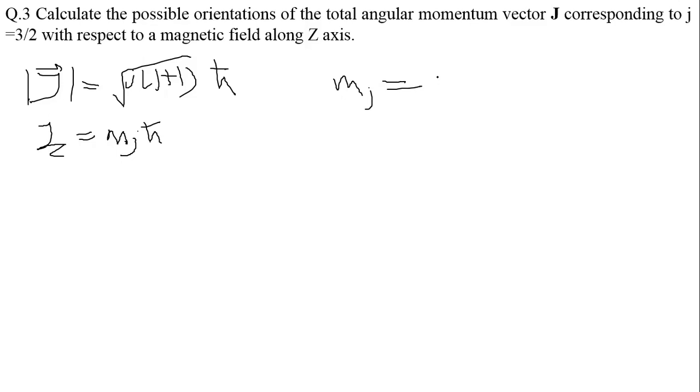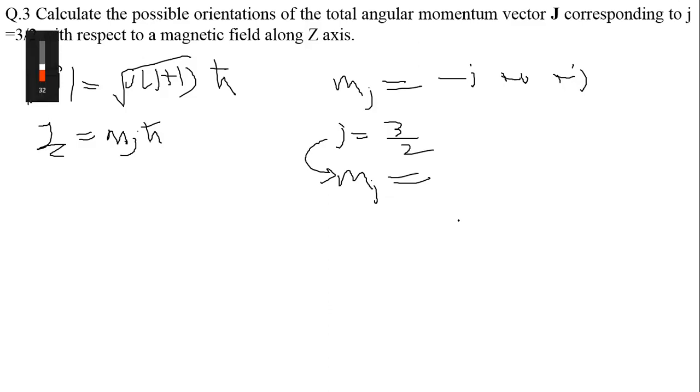It will be from minus j to plus j. So here, given that j is equal to 3/2, what will be the values of MJ, and how many values of MJ will we get corresponding to j equal to 3/2? Anyone, speak loudly?